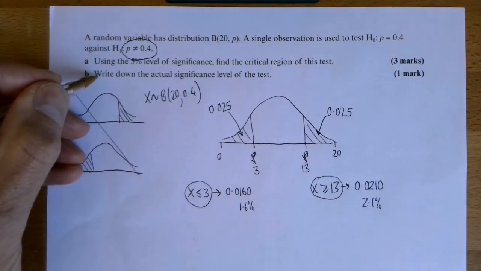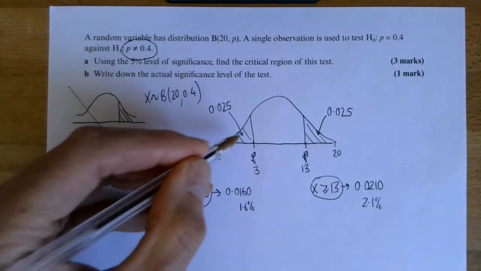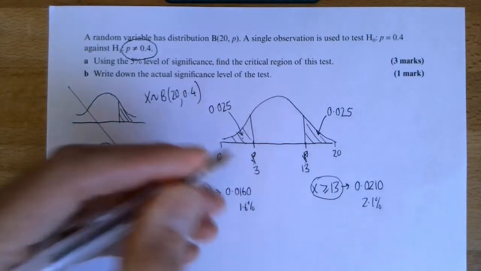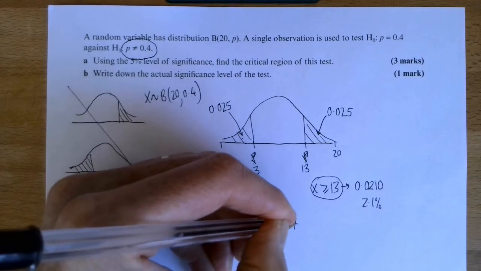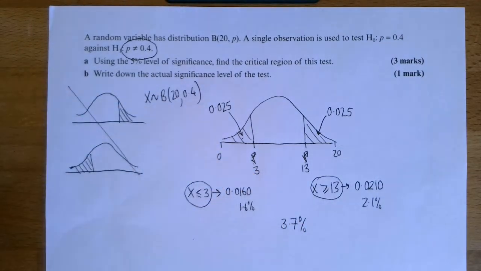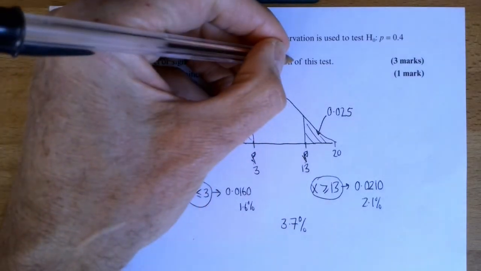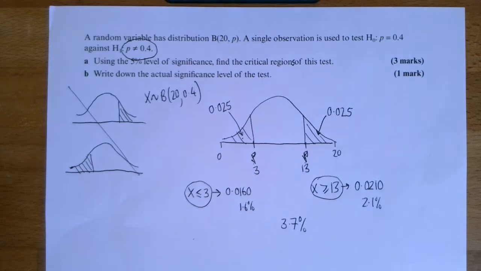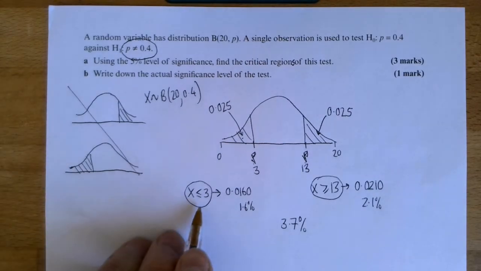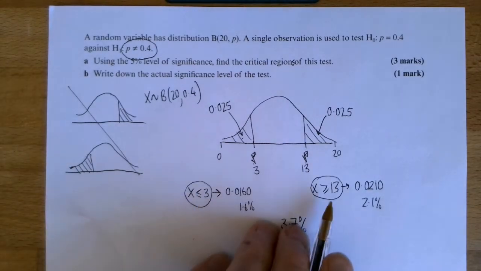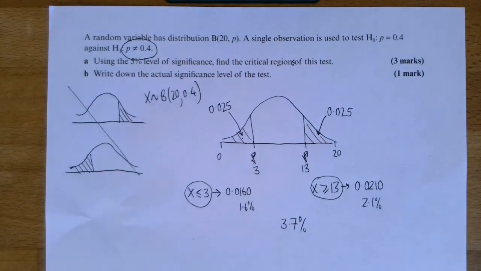And the actual significance level of the test are these two probabilities added together. So it's actually 3.7%. So the critical region is a misleading phrase, isn't it? Because really we should be saying critical regions, because we've got 2. X is less than or equal to 3, greater than or equal to 13.